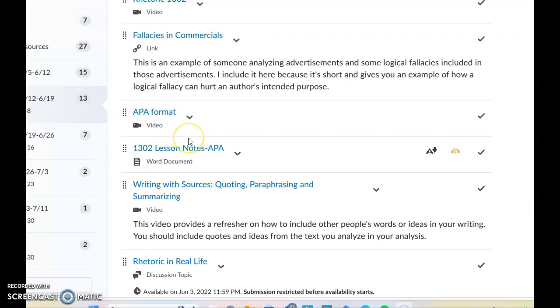So look for those. Those should be up, I'll probably go do that after this, but that's all just to help you know what format to write it in. So the first paper was MLA format. This paper will be APA format.